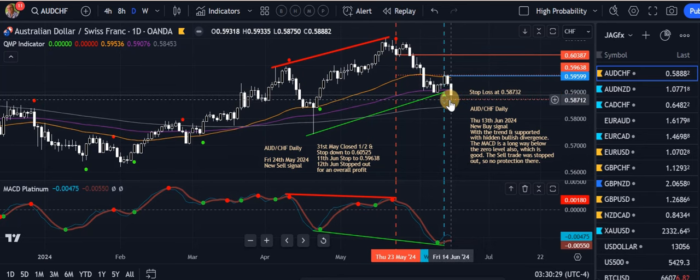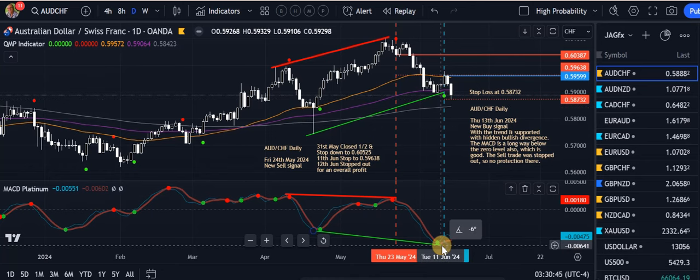You may have been stopped out already. I haven't. I do run these trades live in a live account. It has been stopped out. Yeah, but in my other trading, I trade this pair and I've got no stop in place and I'll be hedging properly. MACD Platinum's a long way below the zero level, and as you know, we always come back to the zero level.